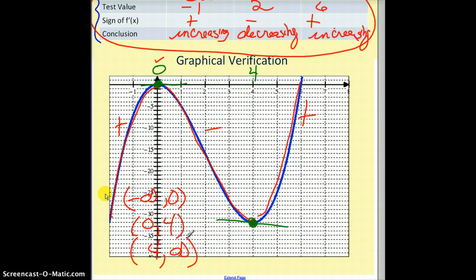So you might say, well, why can't I just look at the graph? The reason for that is you won't have your graphing calculator. You have to use calculus and derivatives to determine where a function is increasing or decreasing.